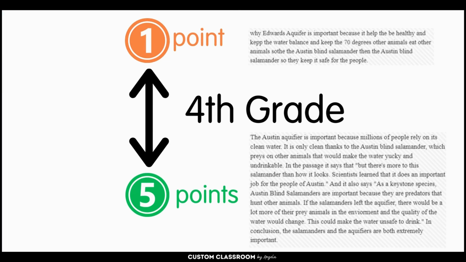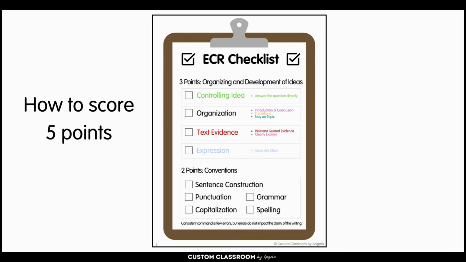Join me as I dissect and analyze these examples to shed light on the key elements that make the difference in getting the most points you can on your ECR response. As I work through these examples, I'm going to use an ECR checklist that has all the components needed to score 5 points based on the rubric put out by TEA.